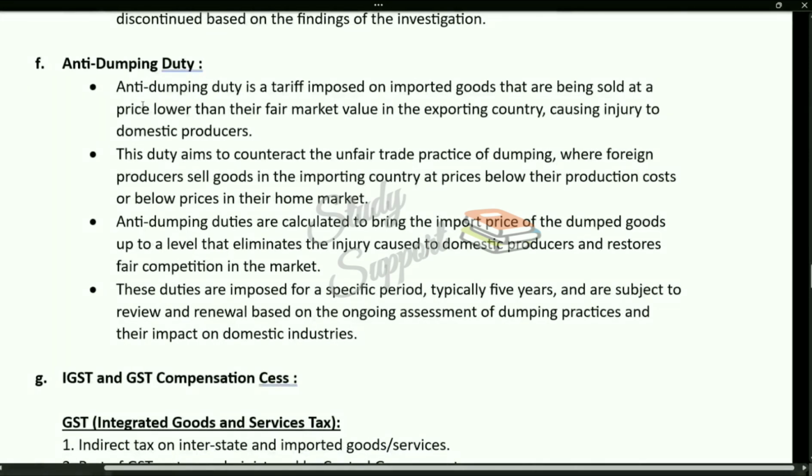F. Anti-dumping duty. Anti-dumping duty is a tariff imposed on imported goods that are being sold at a price lower than their fair market value in the exporting country, causing injury to domestic producers. This duty aims to counteract the unfair trade practice of dumping, where foreign producers sell goods in the importing country at prices below their production costs or below prices in their home market. Anti-dumping duties are calculated to bring the import price of the dumped goods up to a level that eliminates the injury caused to domestic producers and restores fair competition in the market. These duties are imposed for a specific period, typically 5 years, and are subject to review and renewal based on the ongoing assessment of dumping practices and their impact on domestic industries.